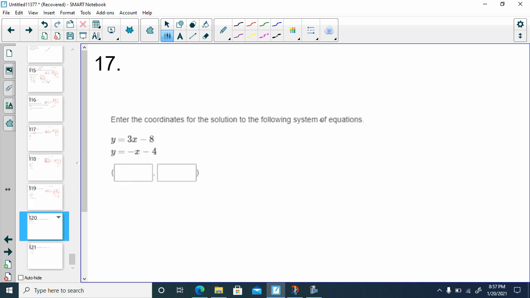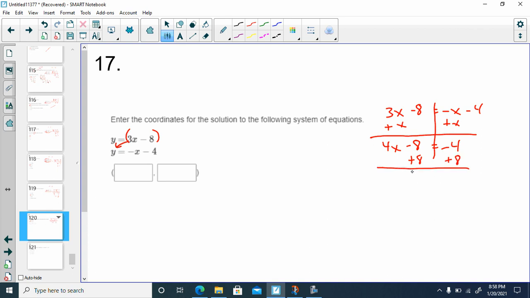Enter the coordinates for the solution to the following system of equations. Well, both of these say y is equal to, so I can use substitution. I can substitute this in for y. 3x minus 8 equals -x minus 4. I'm going to add x to both sides. I've got 4x minus 8 equals -4. I'm going to add 8 to both sides. I'm going to get 4x is equal to 4. Let's divide both sides by 4, and x is equal to 1.